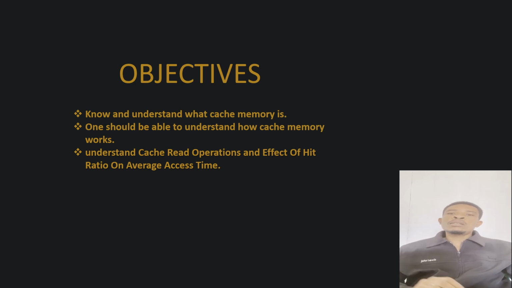We'll be looking at the objectives of today's presentation. First, we should know and understand what cache memory is. One should be able to understand how cache memory actually works. One should also understand cache read operations and the effects of hit ratio on average access time. These are the objectives we'll be looking at by the end of this presentation.